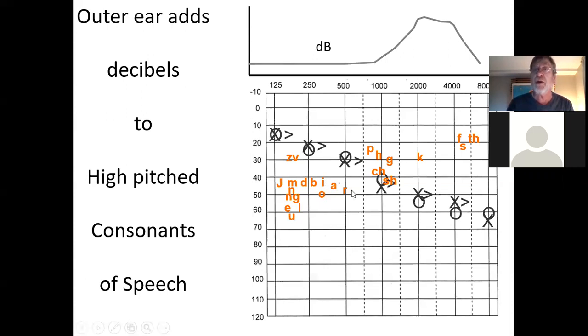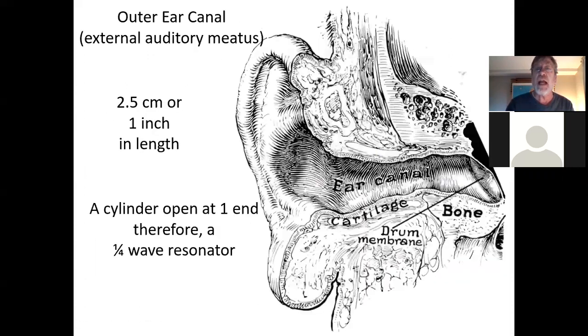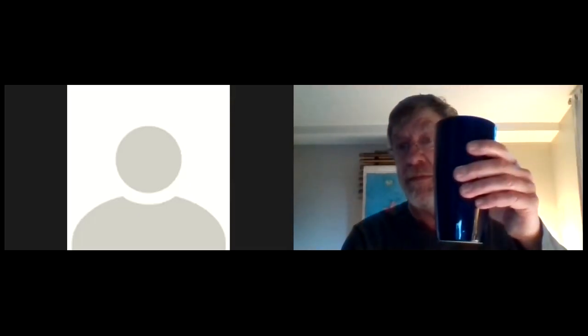Your outer ear canal, if we look at it, here's a picture of your outer ear canal. It's 2.5 centimeters long, or about 1 inch. It's a cylinder open at one end, and therefore it's a quarter wave resonator. But unlike your coffee cup, your ear canal is made of flesh and bone. You can wiggle it. So it's not a hard-walled cavity like my coffee cup. It's a little bit different. It's made of flesh and bone.